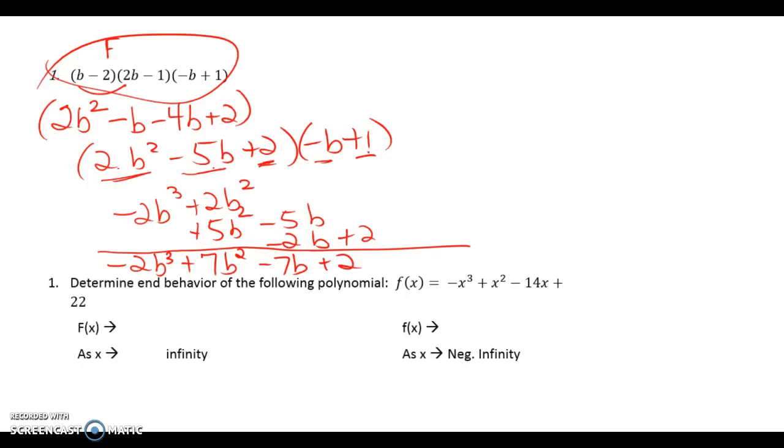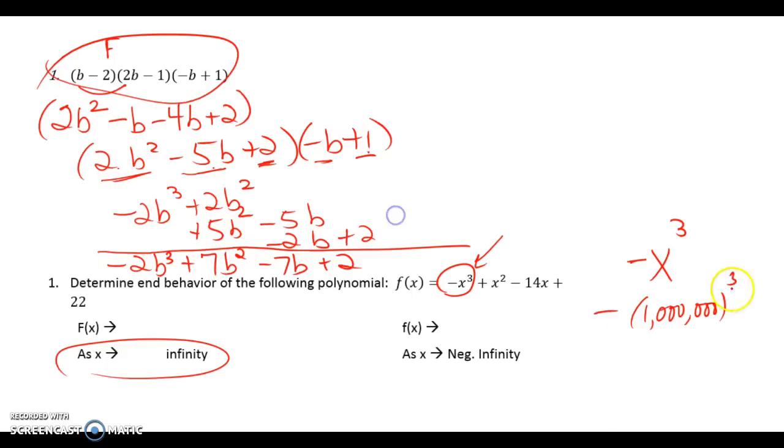Now, when it talks about determining end behavior, when x gets really, really large or really, really small, the only term that is going to truly affect is the highest exponent. So we need to look at what happens to negative x to the third as, in the first case, x goes to infinity. So if I put a really large number in here, let's say 1,000,000, well, 1,000,000 to the third is just a bigger positive number, and then it's got a negative in front of it, so this is things heading to negative infinity.